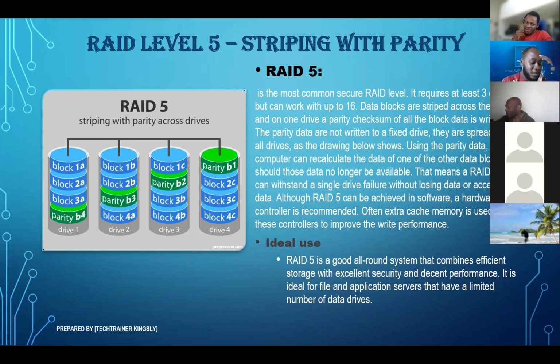Who can complete it? Cloning. Cloning will fall under what? Redundancy. Exactly. So the three things you should think of when you're talking about RAID are redundancy, performance, and storage.